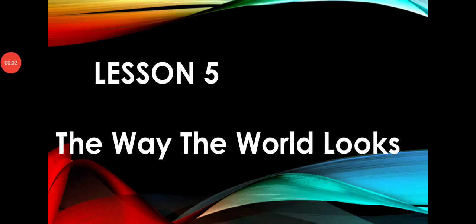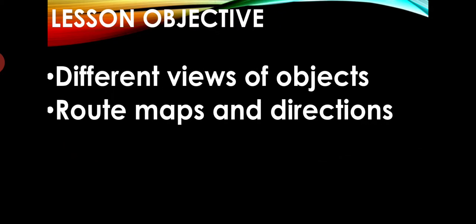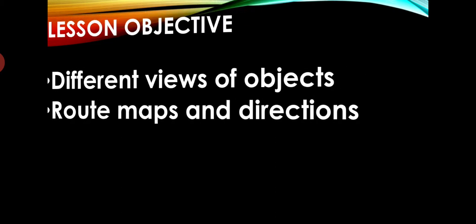Good morning, students. So, continuing our chapter number 5, the way the world looks. Students, in the last module also we have seen different views of the object. Same in this module, we will solve some exercises, some questions which are given in the book. In this module also we will see different views of the object, route maps and directions.